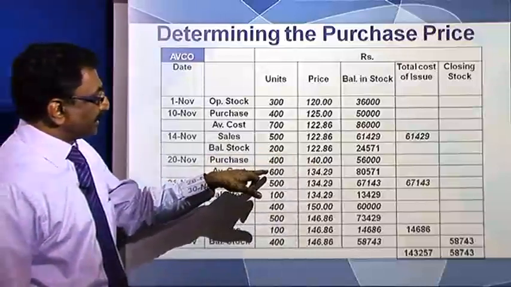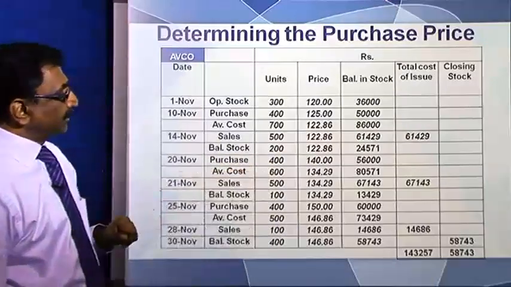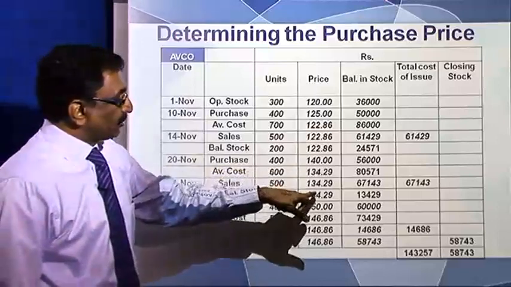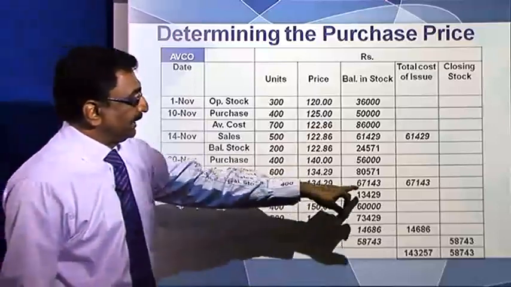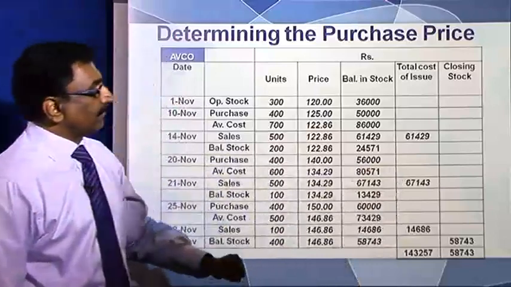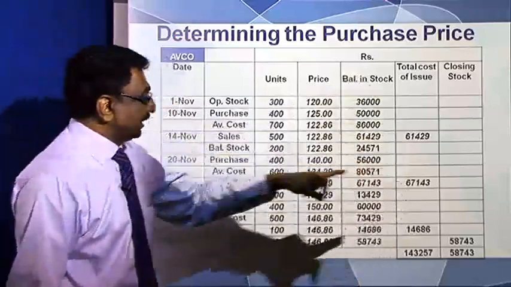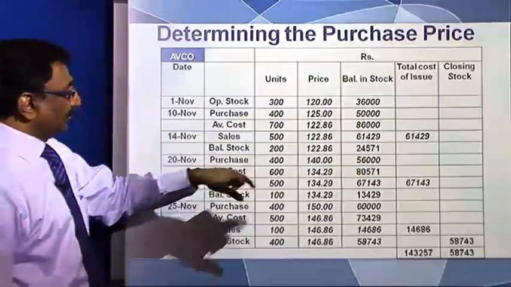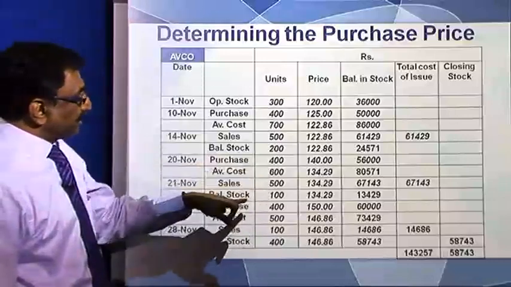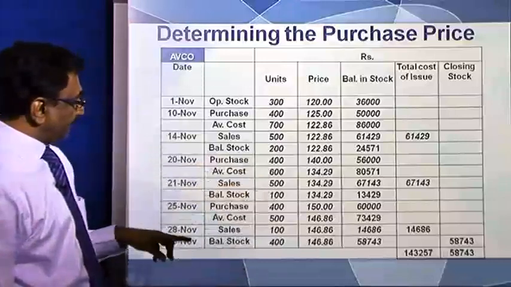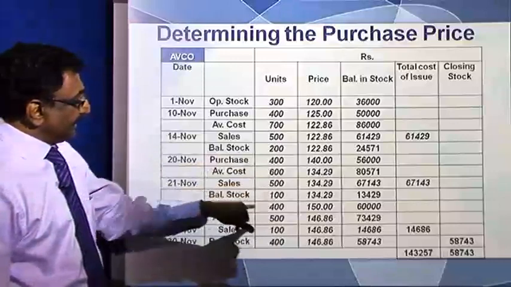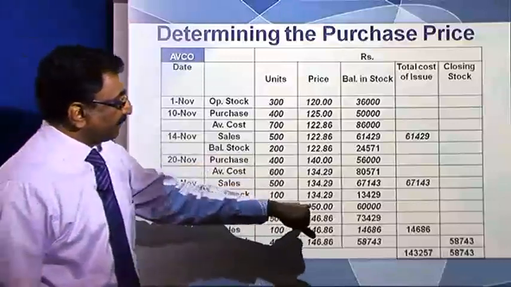And on 21st November, subsequently a sale of 500 units happened. So we held 600 units, out of which 500 units were sold at the average cost of 134.29, giving us a value of 67,143. So that was the issue price for this lot of 500. Now the balance stock is 100 left, and on 25th then again 400 was purchased at 150.